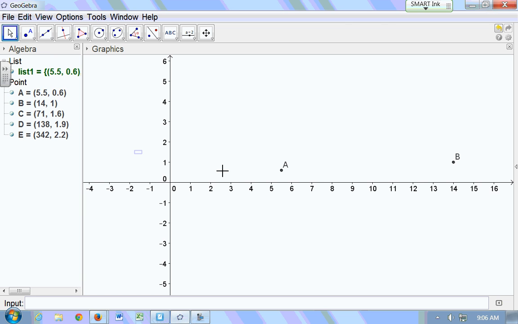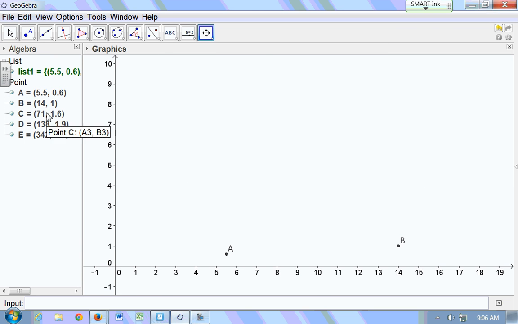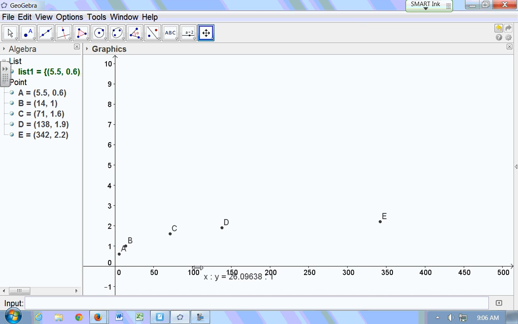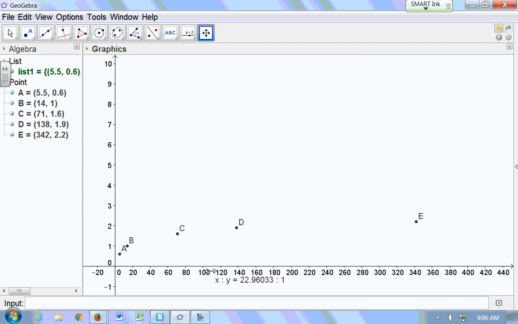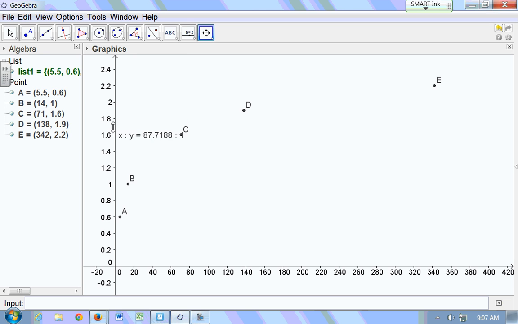And I can only see A and B because of the scales, so I just got to change that a little bit. So my X values have to go all the way as high as 342. So I really got to change the scale of X here. Go to about 400. And then Y's have to go from 0 to 2.2. So maybe I'll make this a little bigger. There. All right, so there are my points A, B, C, D, and E, my scatter plot.